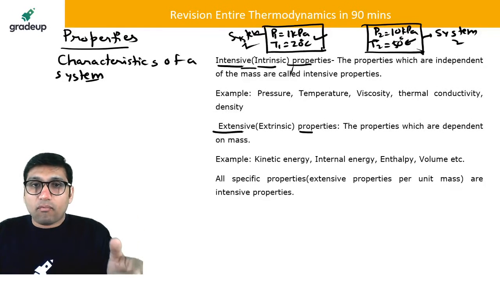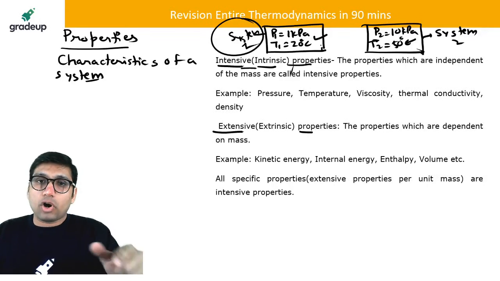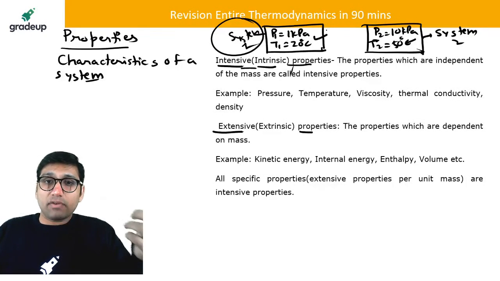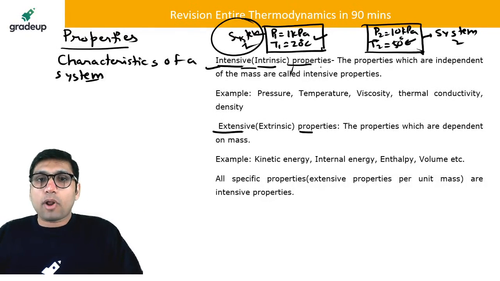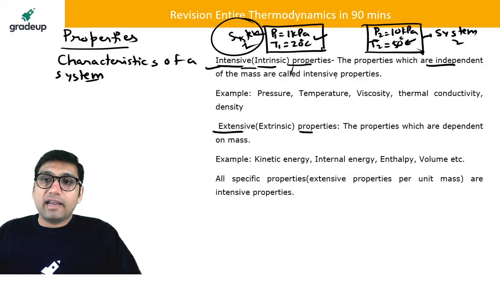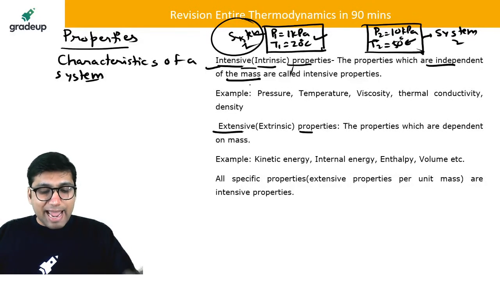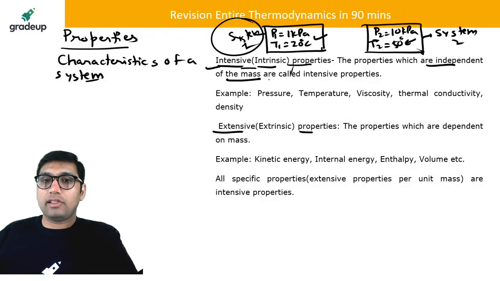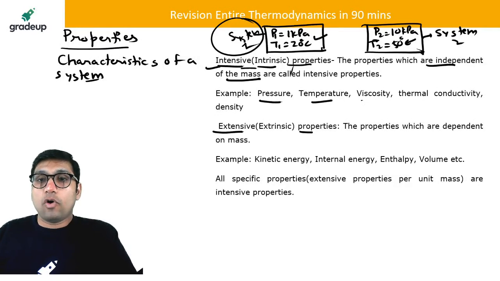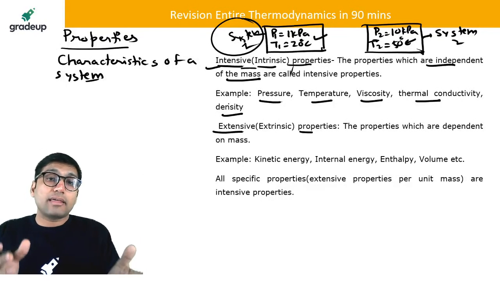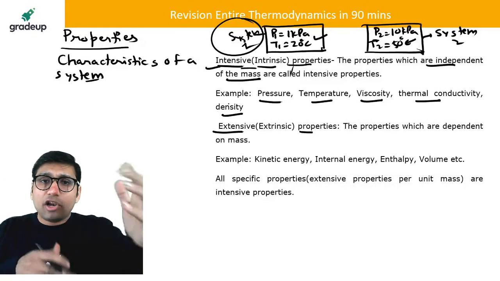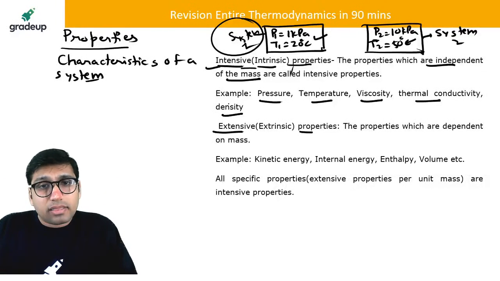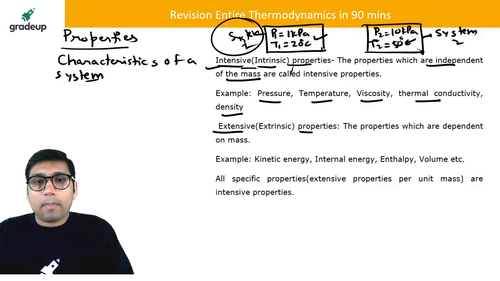Okay, so you can see system 1 is totally different from system 2 because pressure and temperature of system 1 and 2 are different. Intensive properties are those properties which are independent of the mass. They are called mass independent properties. For example, pressure, temperature, viscosity, thermal conductivity, density, they are all called intensive properties. They will not be affected by the change of mass. That is why they are called intensive properties.